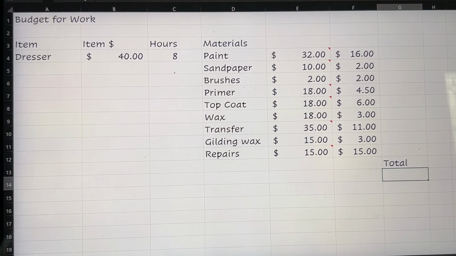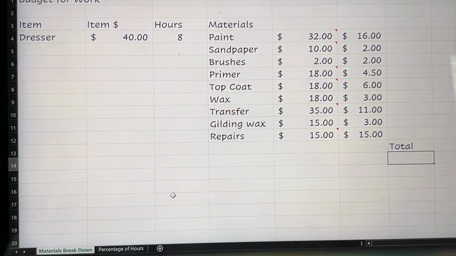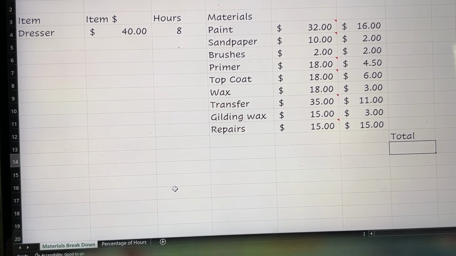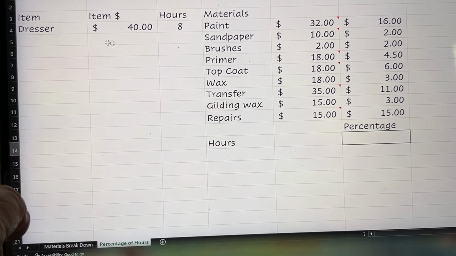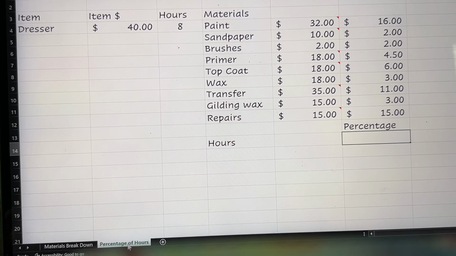So let's start down at the bottom. I have 2 spreadsheets. I'm going to just change it a little bit like this so you can see the bottom for a minute. The spreadsheets are exactly the same. They have the same numbers on them. They might look a little different because I set the columns a little bit differently, so I apologize for that, but it's the same information. One tab is materials breakdown, and the other tab is percentage of hours.